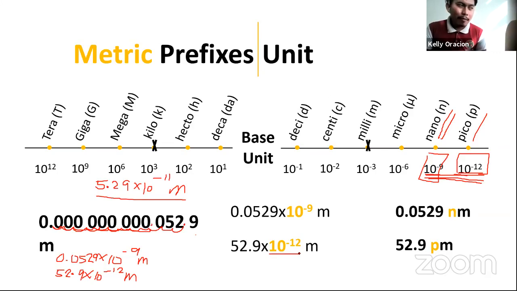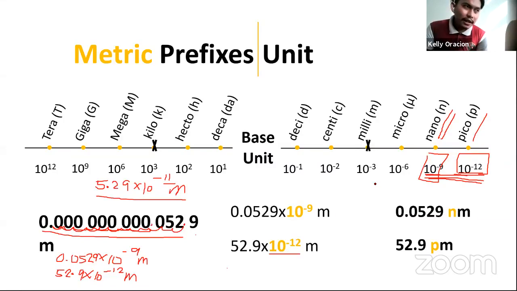In this part, transforming decimal to scientific notation using prefixes, it is okay to break our rule of scientific notation. No problem. Okay? So, again, if we are going to convert this one into scientific notation, the exponent is negative 11. Now, in the prefixes, there is no 10 raised to negative 11.